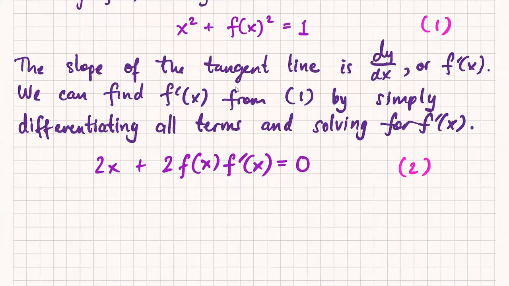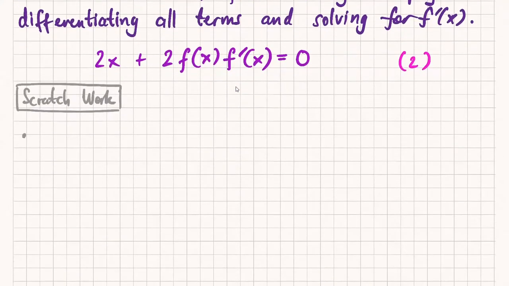Why was it chain rule? Let's make sure we all understand that. Let's go off to the side and do some scratch work here. All right. So the term I was trying to differentiate, let's just call it g. So g of x, that was f of x, and then that whole function gets squared.